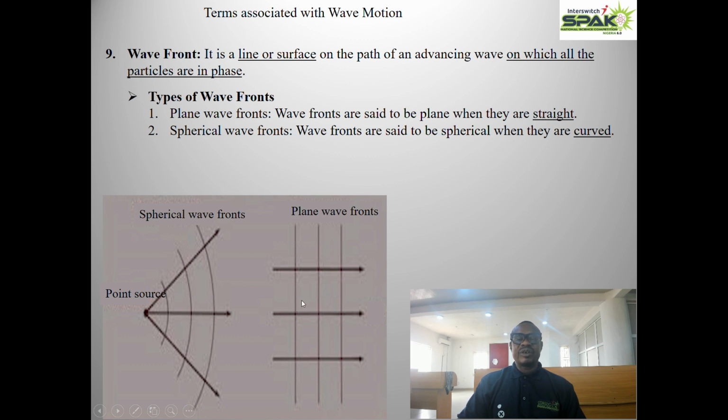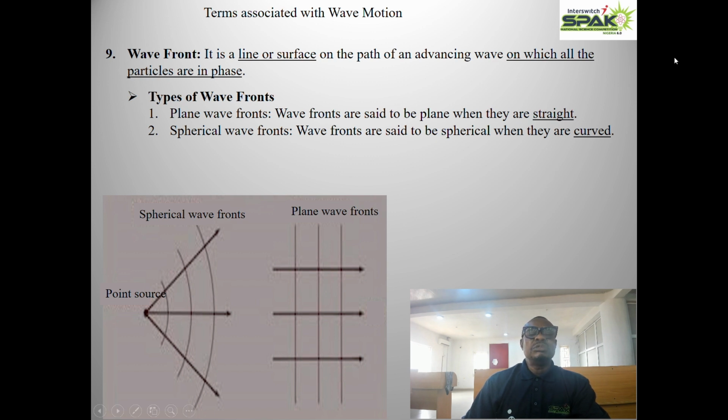So if this is your crest, then where now becomes your trough? Your trough should be in the middle, in between. So we have two types of wavefronts. And what are these two types of wavefronts? We have the plane wavefronts, and we have the what?